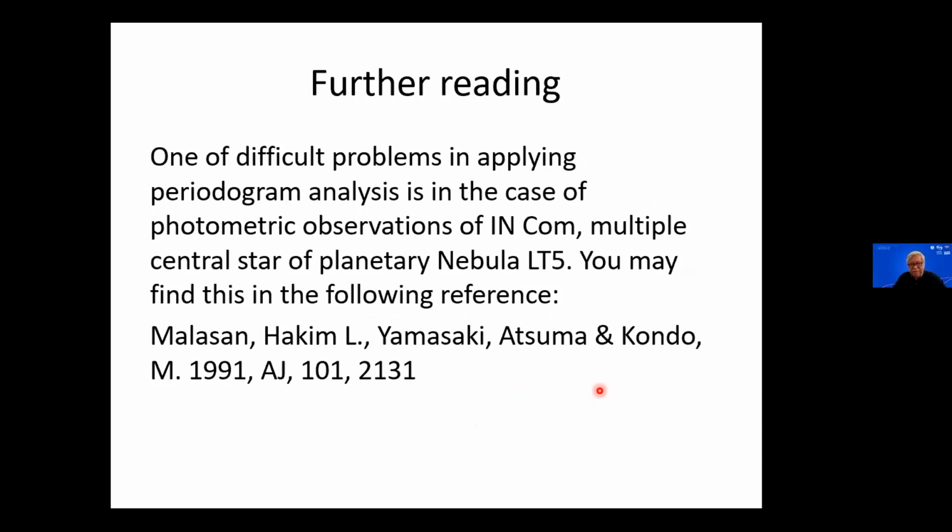Further reading, if you are interested in my story from the morning, you can read this paper to find how fun it is to write a paper based on this time series analysis. Thank you very much. Good luck with the work. Thank you, Evan. I give it back to you.